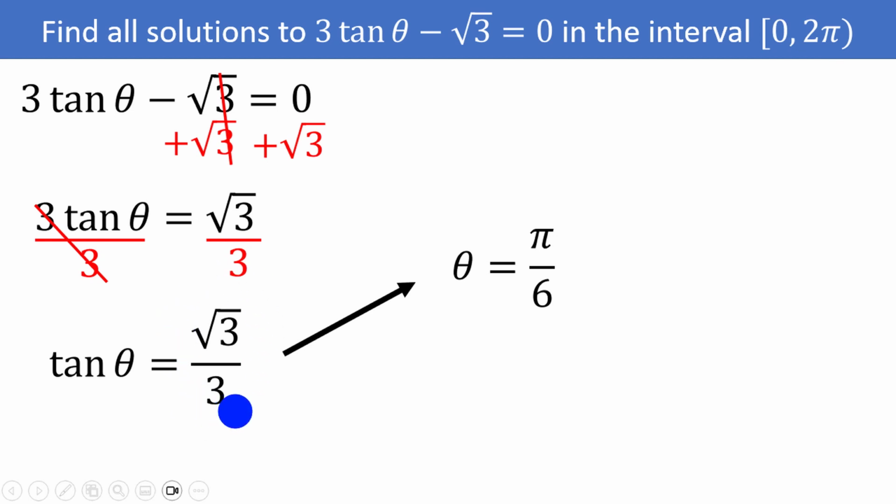And how do we find that angle? Well, the way I think about it is tangent has a period of pi. So if we just add pi to any angle, we will find another angle that has the same output. So let's add pi to this, and we will get 7 pi over 6. So maybe think of it as adding 6 pi over 6. We will get 7 pi over 6. This is another angle that if we take the tangent of, we will get square root 3 over 3. So these are our 2 answers.